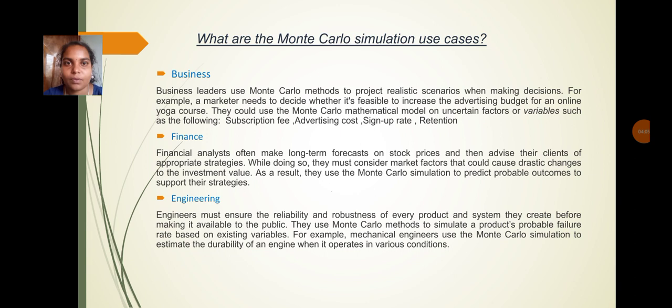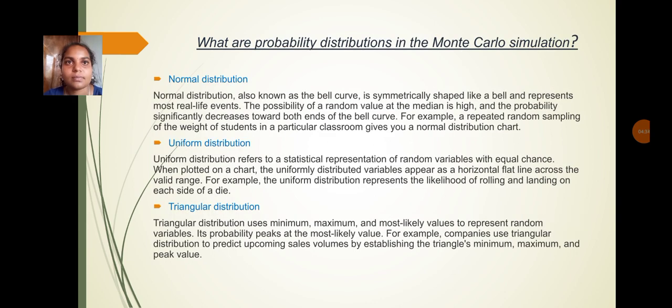In engineering, engineers must ensure the reliability and robustness of every product and system they create before making it available to the public. They use this method to simulate a product's probable failure rate based on existing variables. For example, mechanical engineers use the Monte Carlo simulation to estimate the durability of an engine when it operates in various conditions. What are probability distributions in the Monte Carlo simulation?